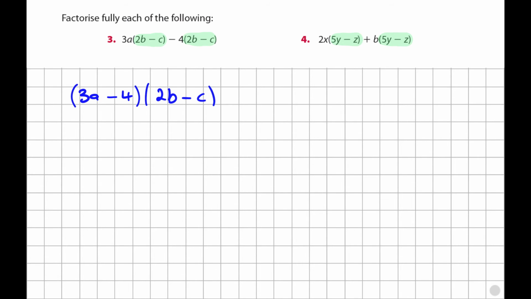So because I've got the same in both brackets there, I can say that 2x plus b all multiplied by 5y minus z. Okay. And again, if I was to expand that, I'd say 2x times everything in the second, which is 5y minus z, plus b, which is the second term, by 5y minus z. So you can see there how that's the opposite to expanding, and I'm sure everyone will be fairly okay with that. So I'm going to just move on there to the next couple of questions.